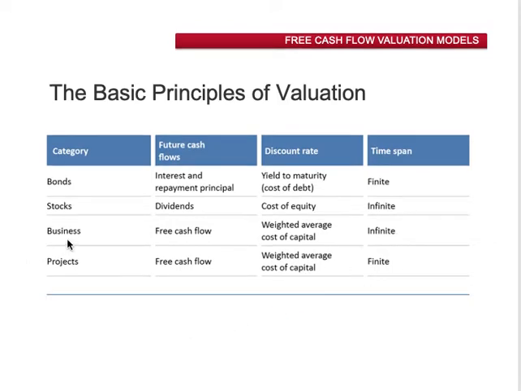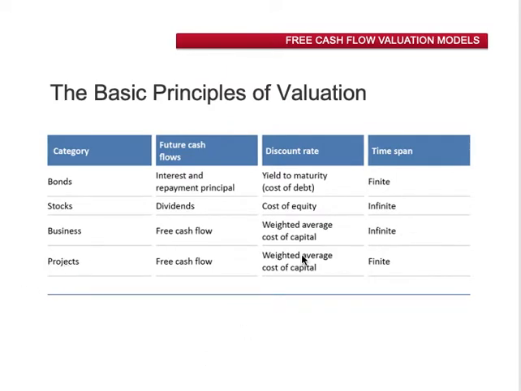A business is valued based on going concern, meaning that the assets produce a cash flow until infinity, while the projects have a limited time span. This is because the underlying cash flows are related to an asset with a limited economic life. Please note that we have a separate video on the valuation of bonds, and we have a separate video on the valuation of stocks using the dividend discount model.